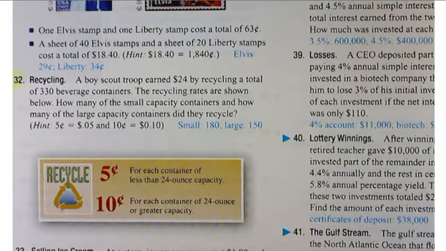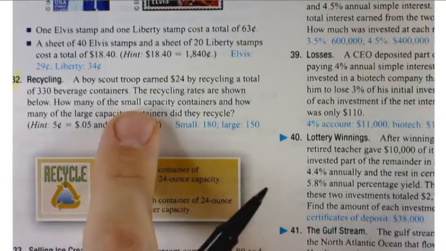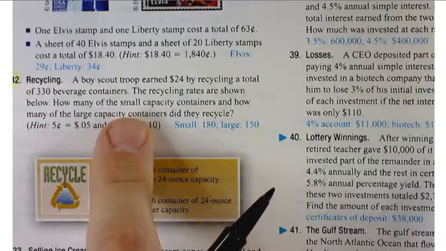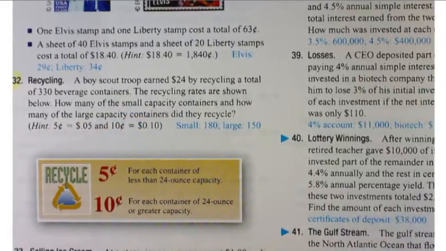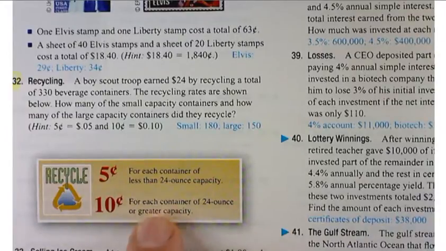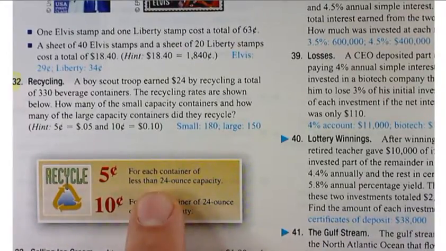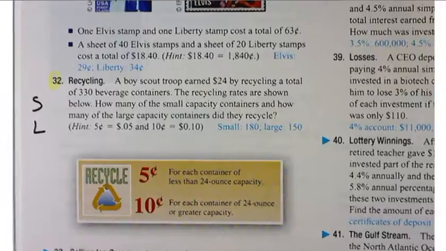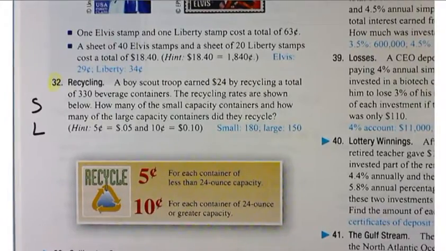Again, you need some variables here. Does the problem suggest some variables? What variables can I use to represent these two different types of containers? I like that. S and L. Small and large. Sure, why not?